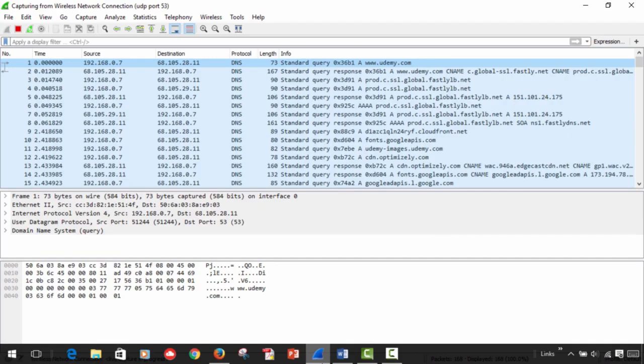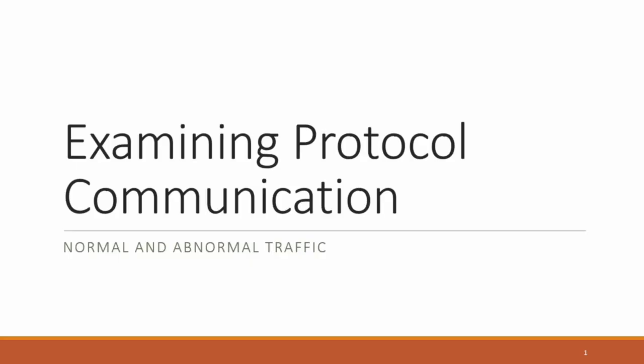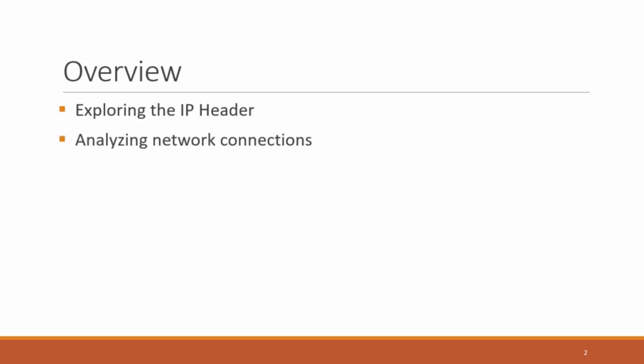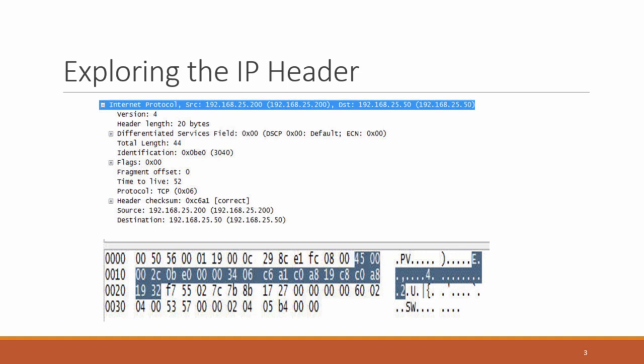You will see how an attacker, when they attack, what it looks like at the network level. In this module, we will examine protocol communication to include normal and abnormal traffic. So what we're going to do is cover the following: exploring the IP header and analyzing network connections. What happens when we connect and send data back and forth in a network?